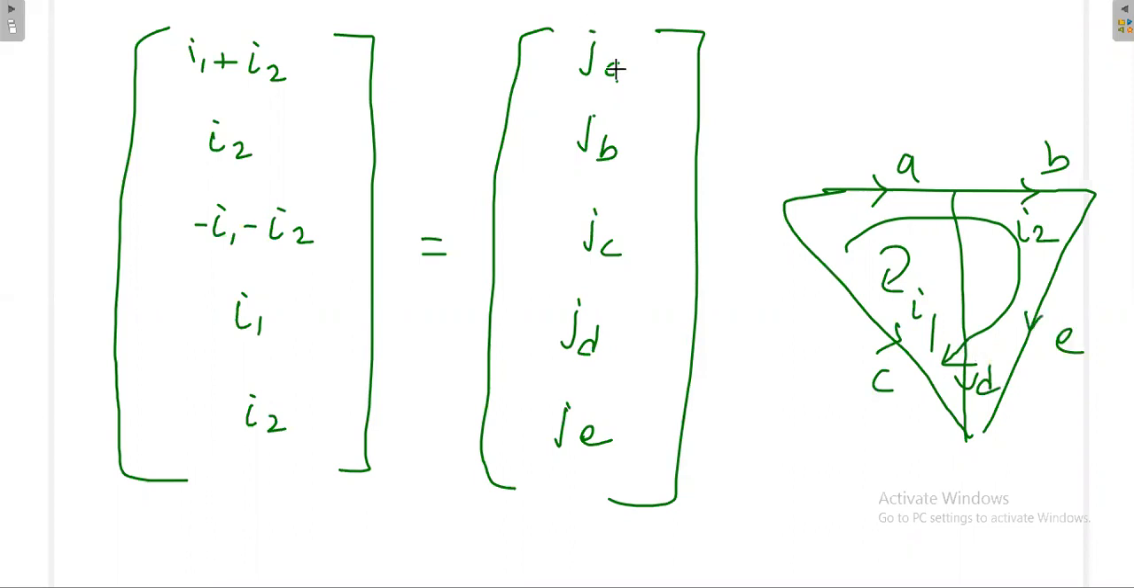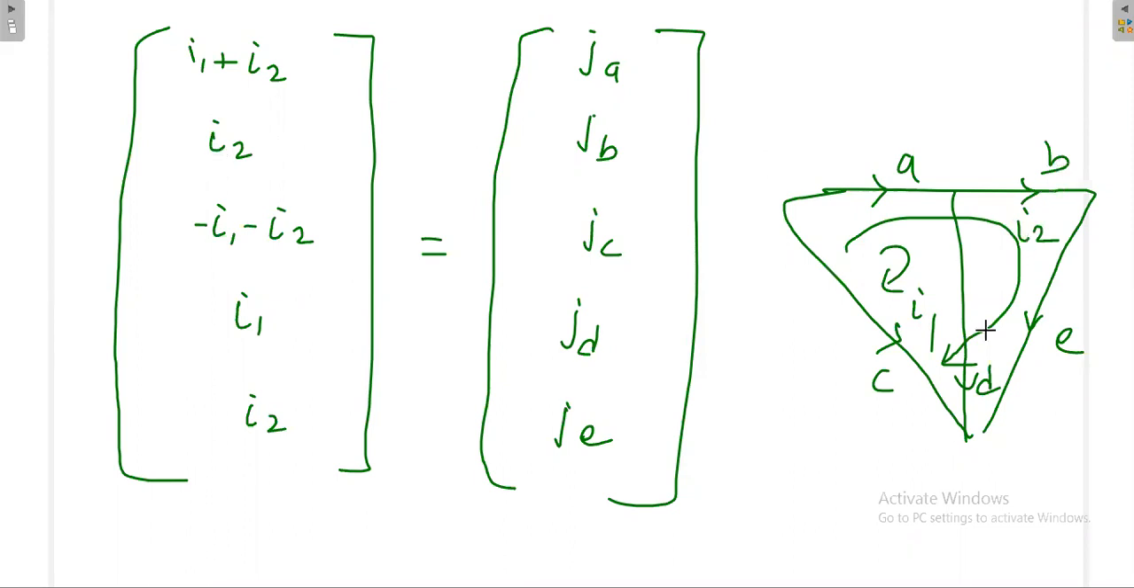First we'll go one by one. What about JA? JA is I1 plus I2, because I1 is also flowing in this loop, and I2 is also flowing. When you concentrate on this branch, both I1 and I2 are flowing, so JA means I1 plus I2. Again, when you concentrate on JB, this branch, I1 is not coming there, only I2 is coming here. So JB is only related with I2, and the directions are the same, so JB is equal to I2.